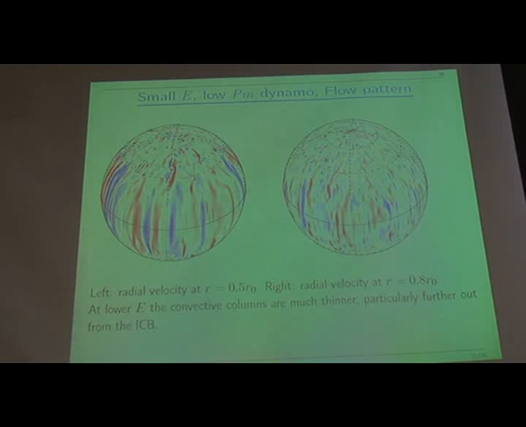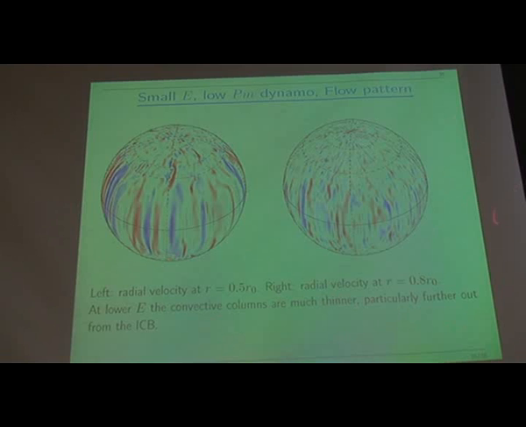Here are the small E pictures. So this is sort of what I said. If you compare those with the larger E pictures, well, it depends a bit where you are in radius. This is halfway between the, that's 0.5. That was a bit misleading. That means it's actually halfway between the inner core boundary and the outer core boundary. This is 80% of the way out from the inner core boundary to the outer core boundary.